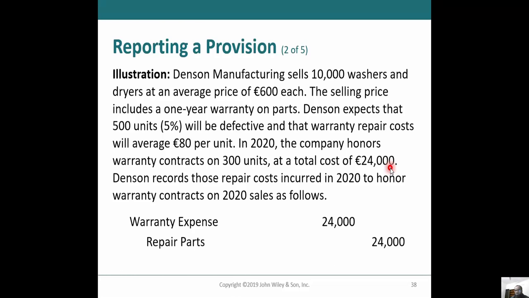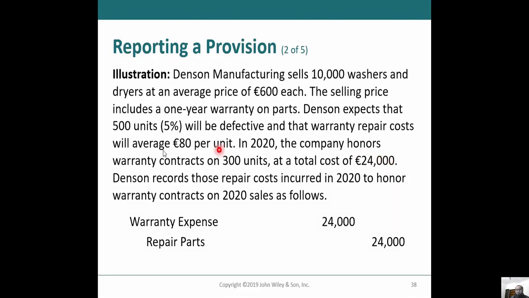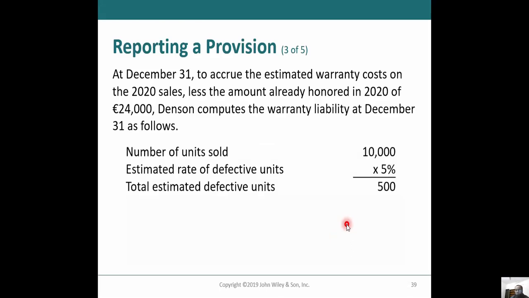So warranty expense debit and repair parts credit, as we replace the parts. So this is not a provision. This is the actual that we paid. But towards the end of the year, we know that during the year we have sold 10,000 units. So 10,000 units multiplied by 5%, 500, multiplied by 80, so 40,000. Out of 40,000, we have already honored 24,000. We have already repaired 24,000. So the balance amount that we expect will come to us in the next year, for which the provision has to be recorded, is actually 16,000.